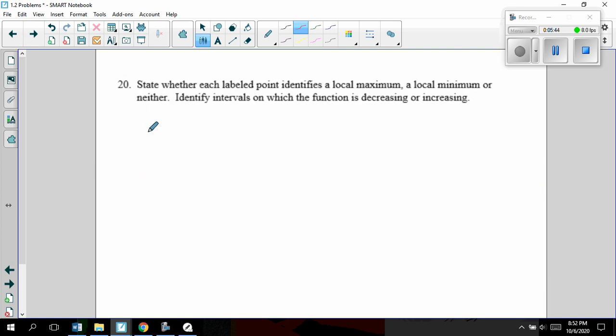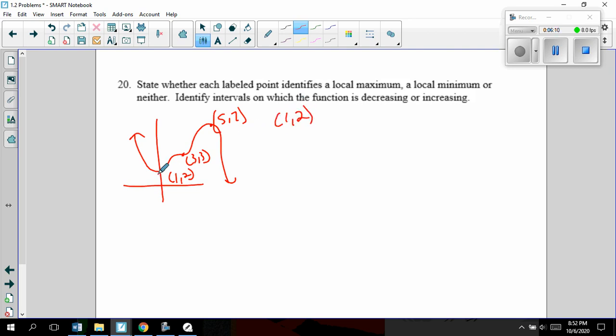All right, the next one, I am missing the picture here. I'm going to sketch mine in quick here. Something to that effect. And it wants to know, for each of the labeled points, tell me if it's a min, max, or neither. So this is 1, 2, 3, 3. My drawing is just as bad on your paper, sorry. And 5, 7. All right, so let's go through the first one. So 1, 2, that would be, to the best of my drawing, is meant to be a local min.